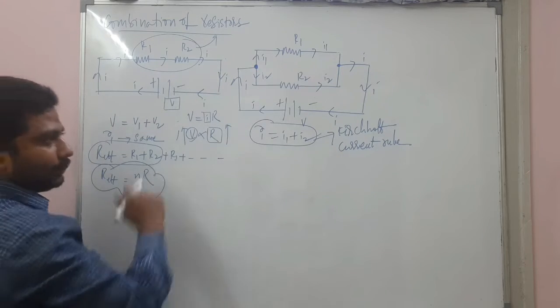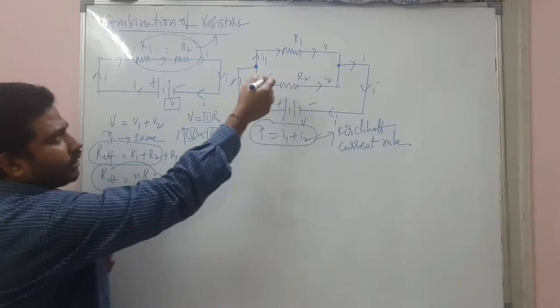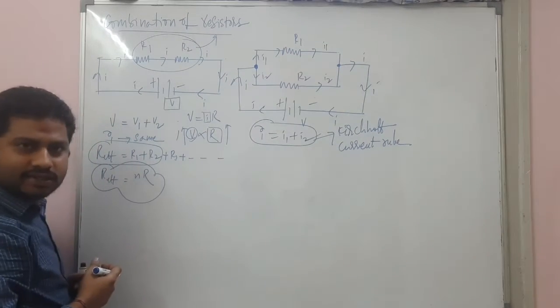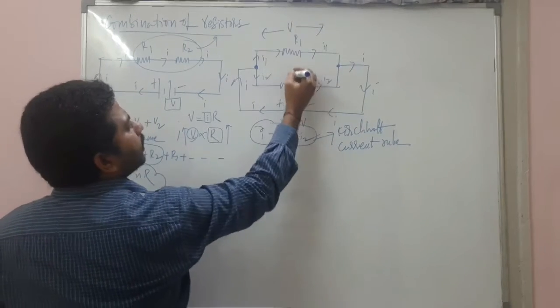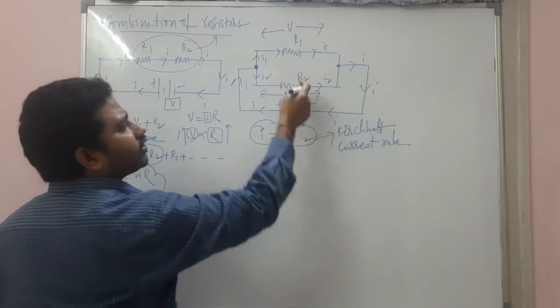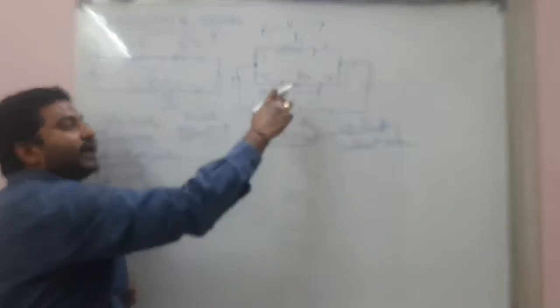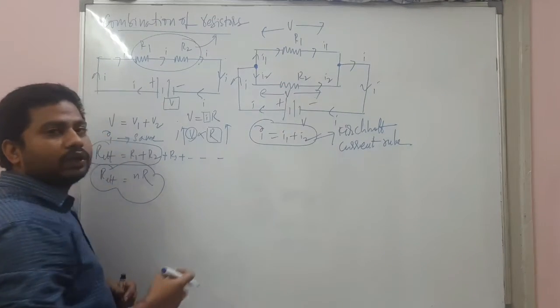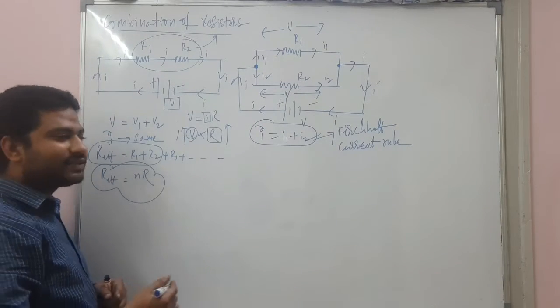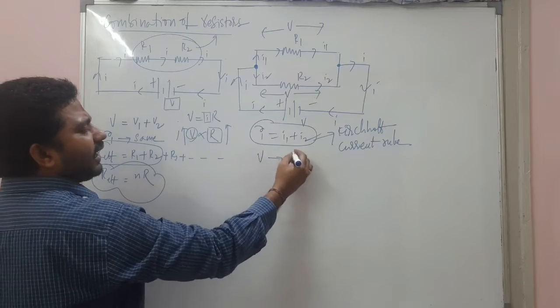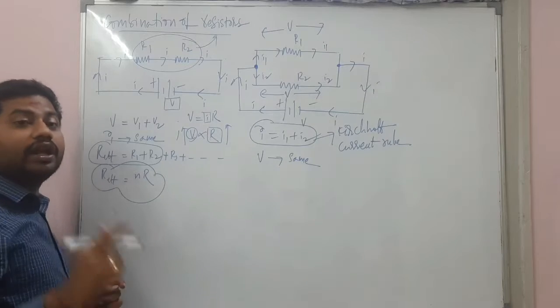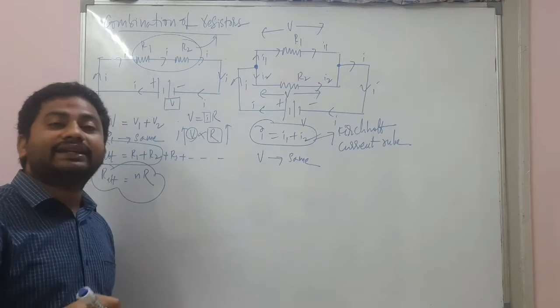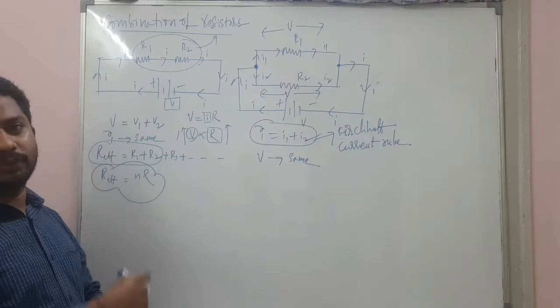Okay. Now, coming back to this, what about the potential difference across this? The potential difference across this is V, and the potential difference across this resistor is also V. What is that V? That potential is equal to the battery potential. Understand? So the potential across each resistor is the same as the battery potential when they are connected in parallel combination.